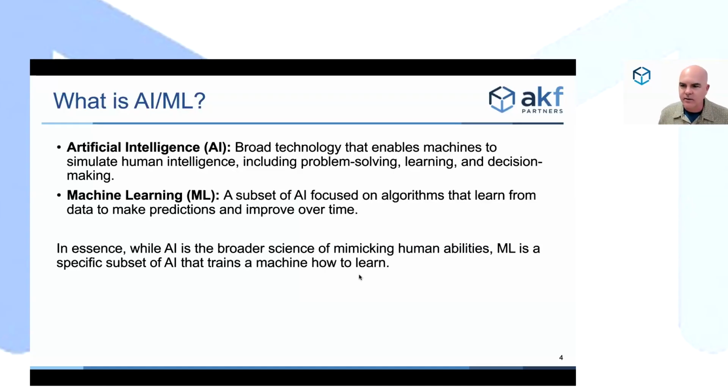To start there, let's talk about the abbreviation. Most of you are probably familiar with the nuances and differences between those, but artificial intelligence is broadly any technology that enables machines to simulate human intelligence, problem solving, learning, decision making. Machine learning focuses on algorithms that learn from data and are then able to make predictions and improve over time.